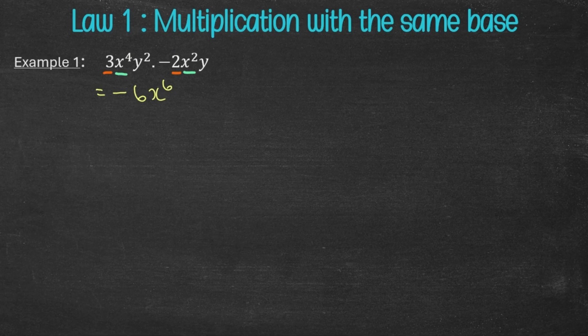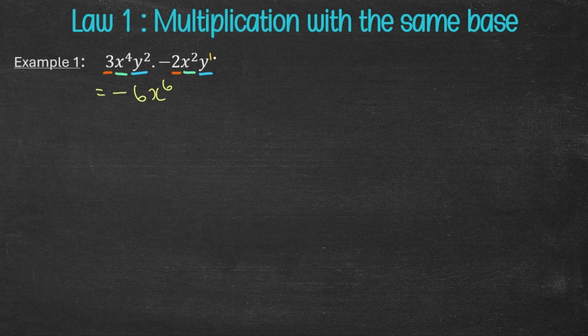Now that the x's are done, let's have a look at the y's. I've got a y squared here, and here, have a look at it. I can't see an exponent, but whenever you can't see an exponent, there is in fact an invisible 1. That is not y to the power of 0. We will deal with that in the next video.